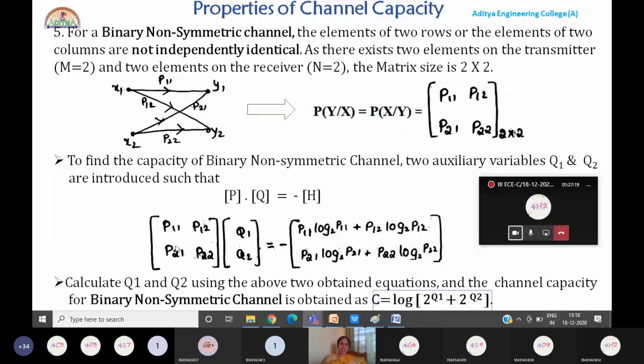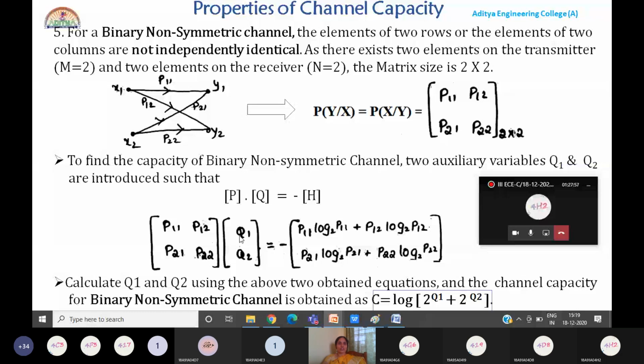Now here you will get two expressions. One is P11 into Q1 plus P12 into Q2, which is minus of P11 log P11 plus P12 log P12. Similarly, using the second row, P21 into Q1 plus P22 into Q2 is minus of P21 log P21 base 2 plus P22 log P22 base 2. By using the PQ is equal to minus H equation, the product of the P and Q matrices equated to entropy, you will get two equations.